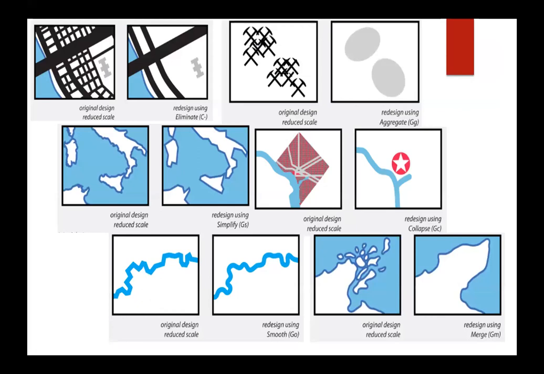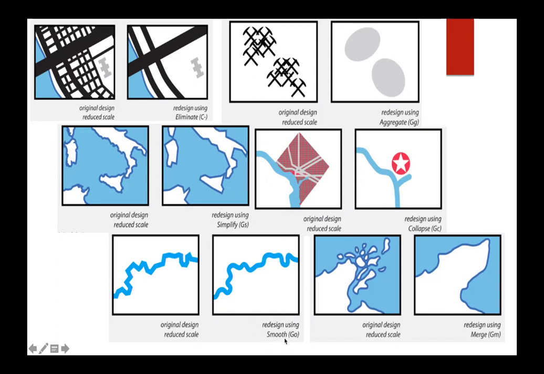You might generalize your map by doing things like eliminating information. Here, the smaller side streets have been removed from the second map. You might aggregate, so instead of showing lots of point symbols all close together, you might just use an area symbol instead. Here, we've simplified the coastline just like we did in Seattle so that it's a little less jumbled. We might also collapse something that's more of an area into a point symbol.